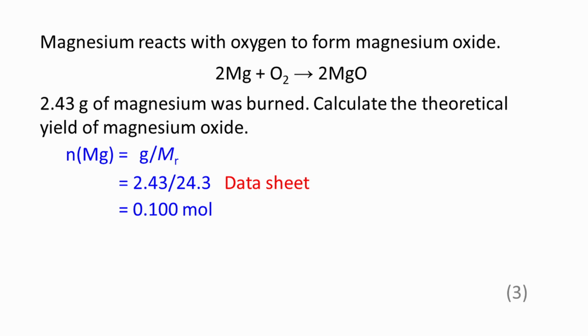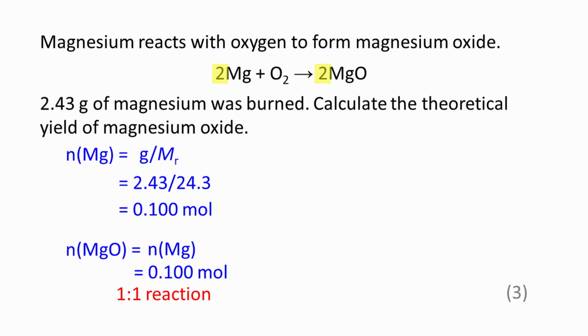We can work out the amount of magnesium in moles using amount is equal to mass divided by molar mass. The mass is given in the question. The molar mass of magnesium can be found on the datasheet, 24.3. The amount of magnesium at the beginning of the reaction is 0.100 moles.